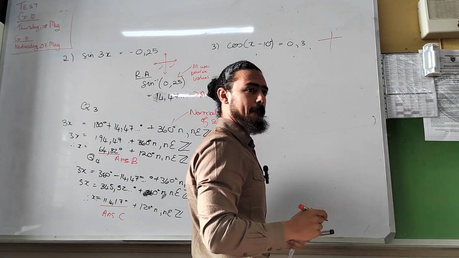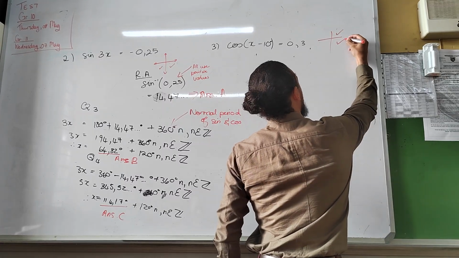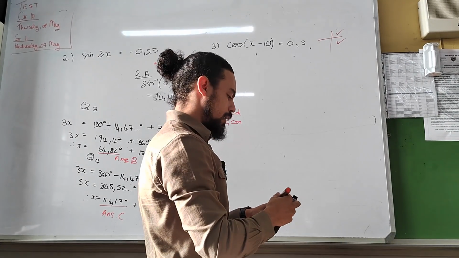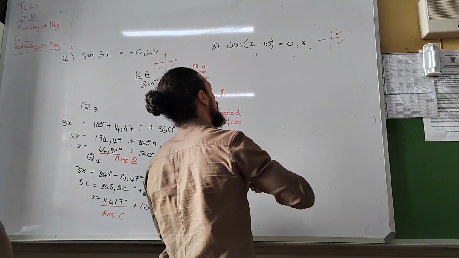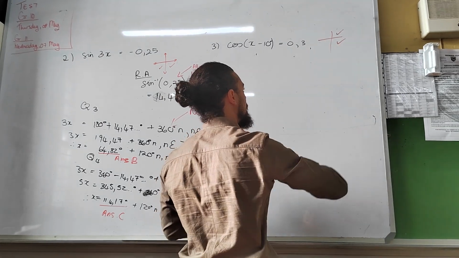Cos is going to be first and fourth. That is the quadrant where cos is positive. So we're going to work with that. So that is in the back of my mind.